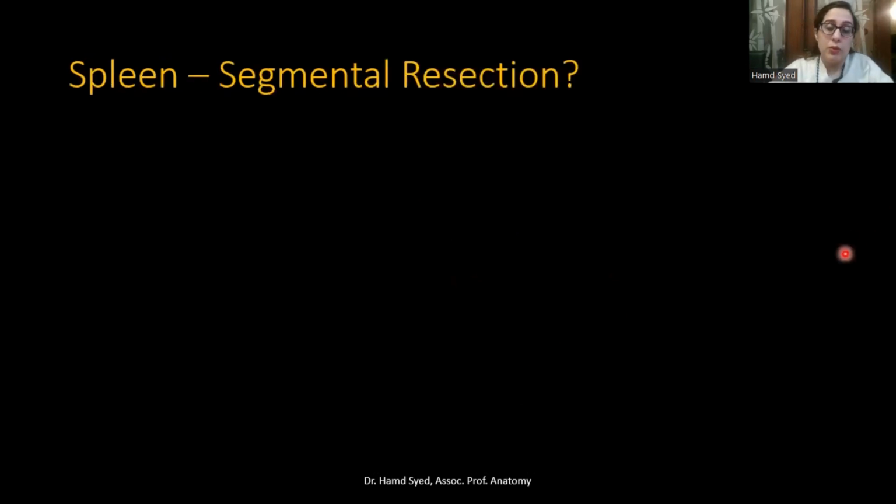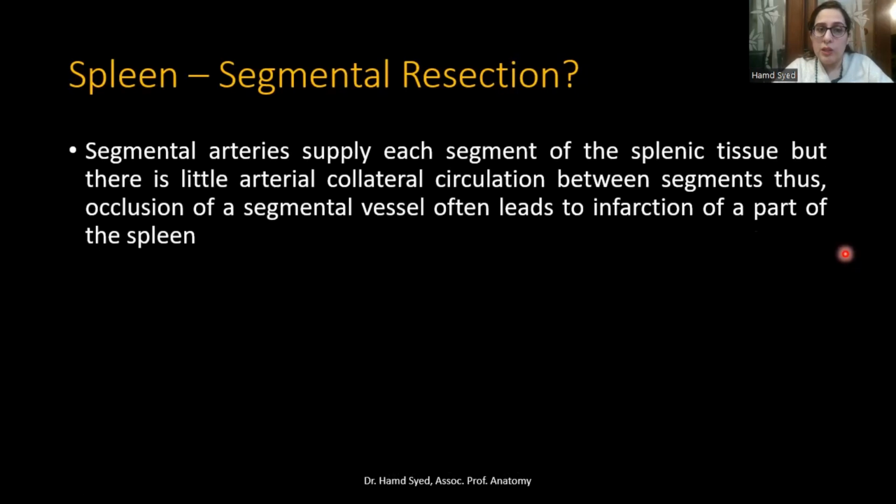What is segmental resection of the spleen? As I told you, the splenic vessels divide into several branches at the hilum of the spleen. So when we're talking about the branches of the splenic artery, that is the segmental arteries, remember they supply each segment of the splenic tissue. But there is little arterial collateral circulation between the segments. Therefore, occlusion of a segmental vessel can lead to infarction, that is the loss of function or death of a part of the spleen.